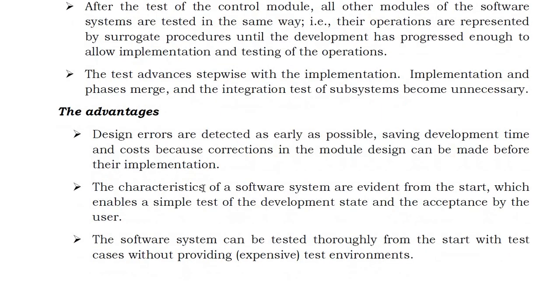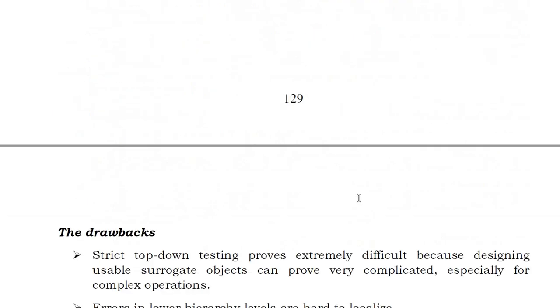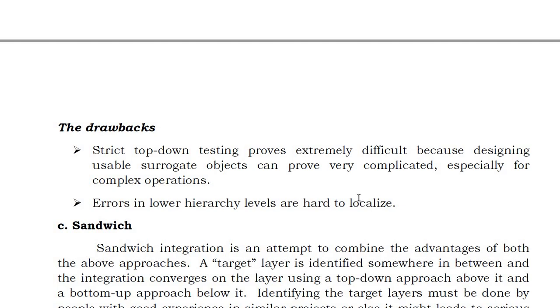Top down approach advantages: design errors are detected as early as possible, and the characteristics of the software system are evident from the start. Some disadvantages of top down testing: providing stubs proves extremely difficult, and errors in the lower hierarchy levels are hard to localize. That's it. Thank you.